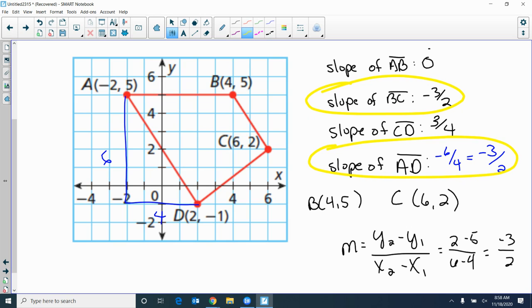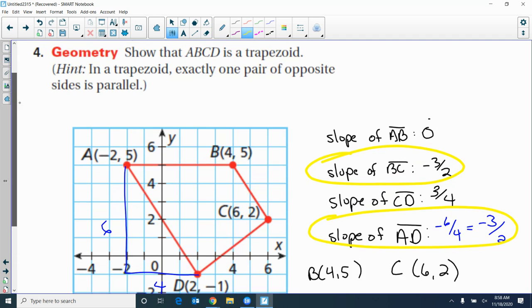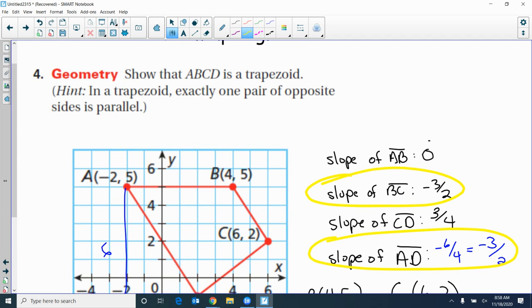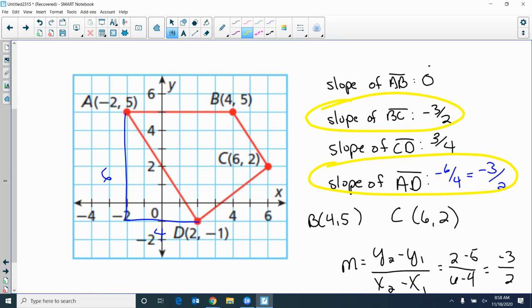If you leave it at 6/4 and you say, I don't have any parallel lines because they're not the same, then you're going to miss that because you got to make sure that you match them up. So ABC is parallel to AD, so that means we have a trapezoid. You have one set of parallel lines, which is what it asks you to do. All right, and so that's it.